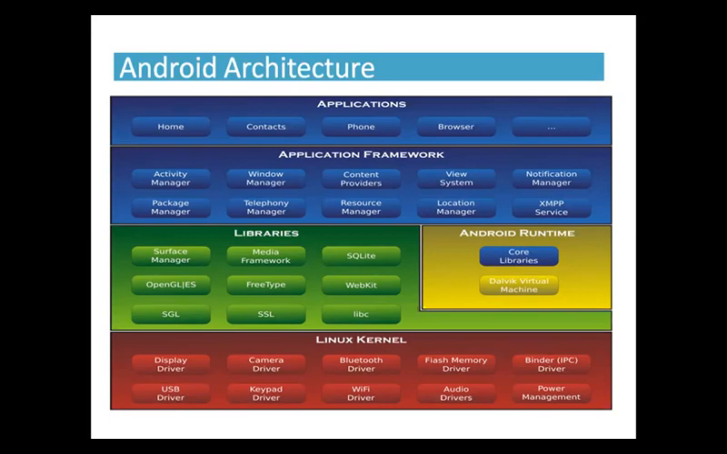And coming to the middleware, that is what? SDK. SDK mainly consists of what? Two things: application framework and what? Libraries. Coming to libraries, we have two types of libraries over here, guys. One is core libraries and the second one is native libraries.